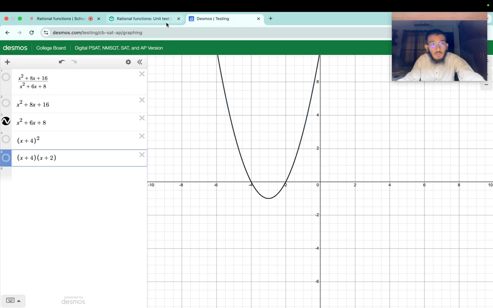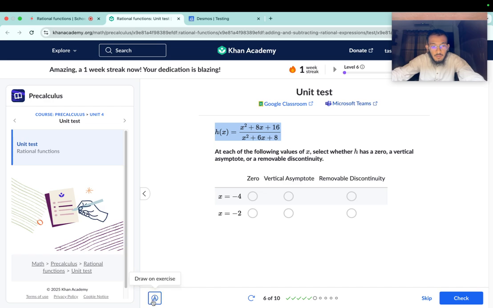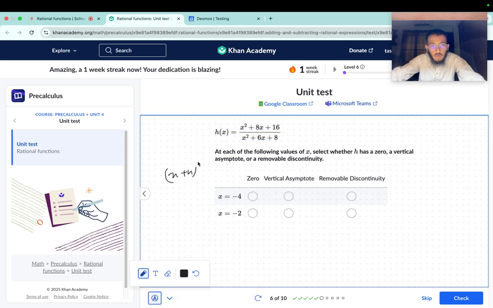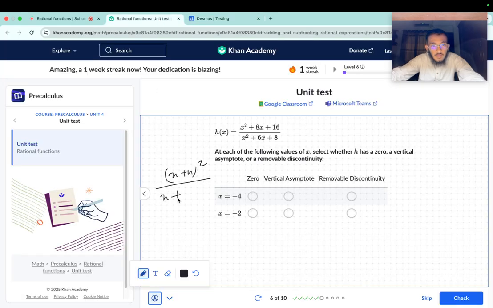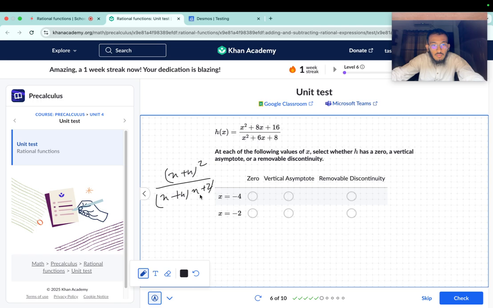So now, what do we have in the numerator? We have x squared plus 8x plus 16. So this thing is congruent to this thing. So we write x plus 4 whole squared above, x plus 4 whole squared, and divided by x plus 4 into x plus 2. x plus 4 into x plus 2.